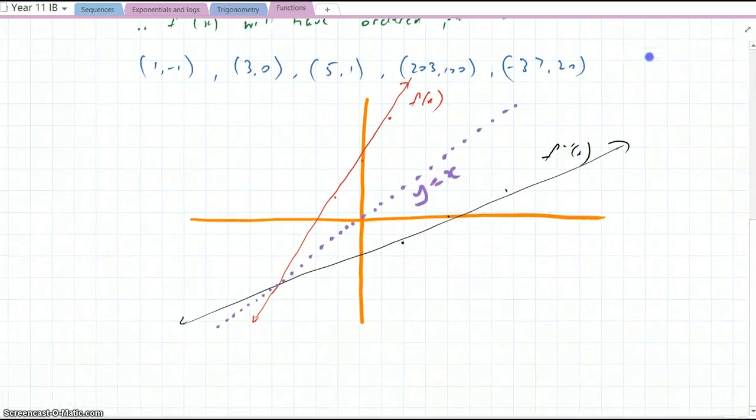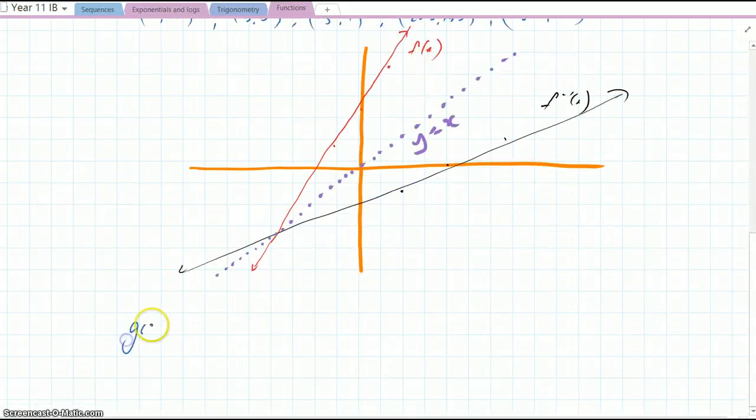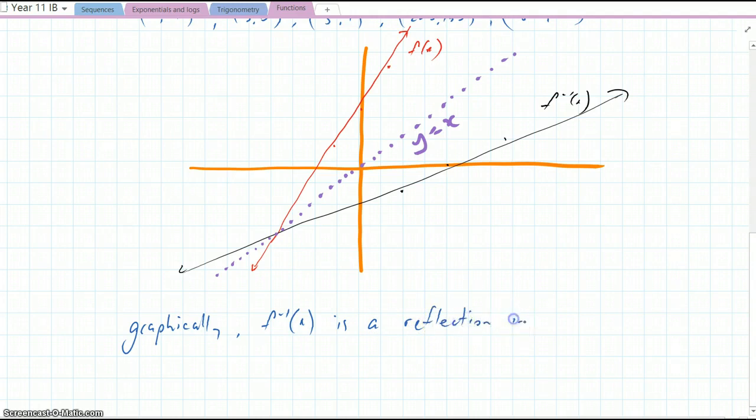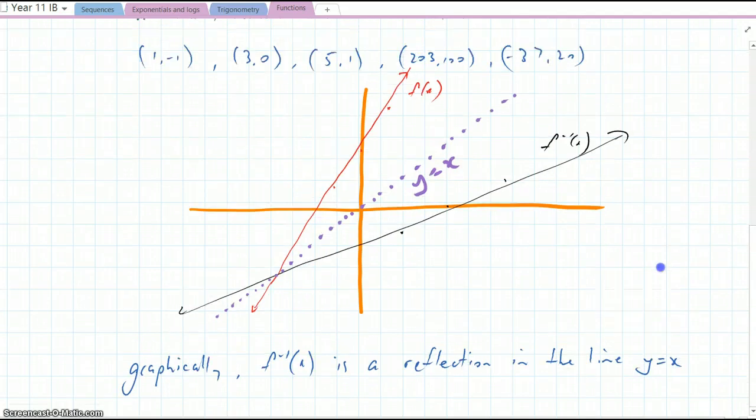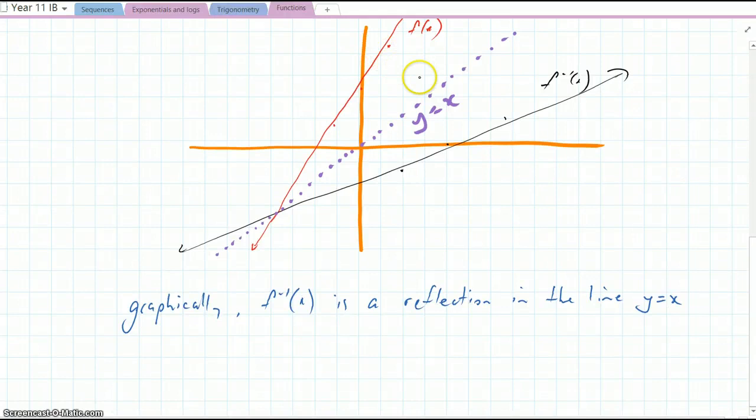So graphically, the inverse function of x is a reflection in the line y equals x. Now it makes sense if you think about it, because there's been an xy switch, remember. Okay, so all these points are reflected across there.